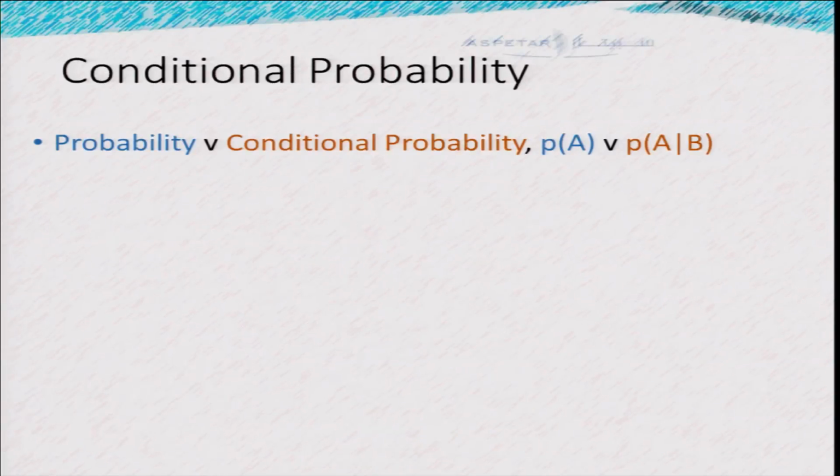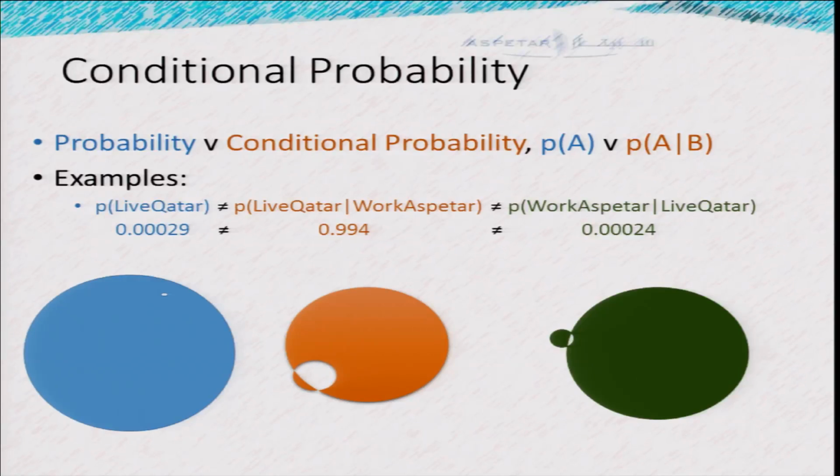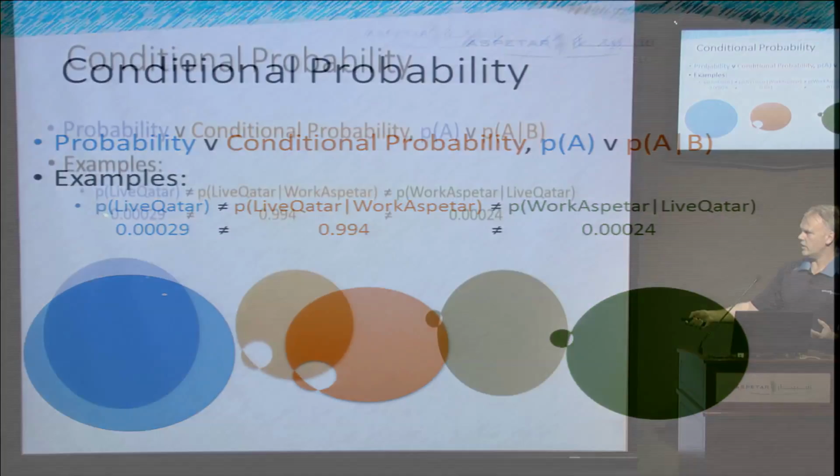So the idea is that there's probabilities and there's conditional probabilities, and this is how you term these things. This is the probability of some event occurring. A conditional probability is the probability of some event occurring given that some other event has occurred. Okay? So let's just take a couple of examples. What's the probability that some random person lives in Qatar? Well, it's about 3 million divided by 6 billion. So it's a very low probability.